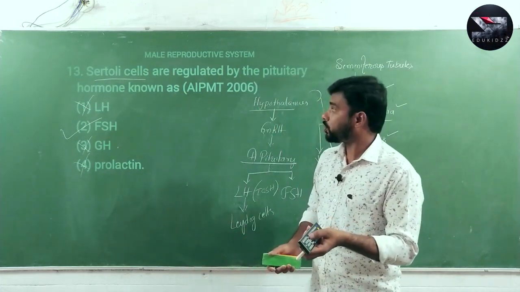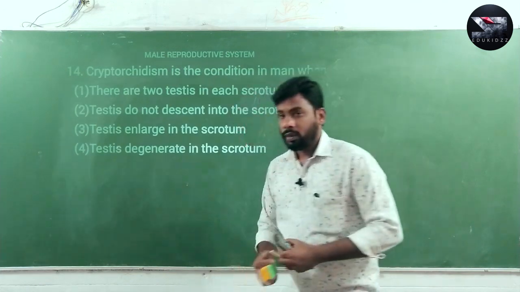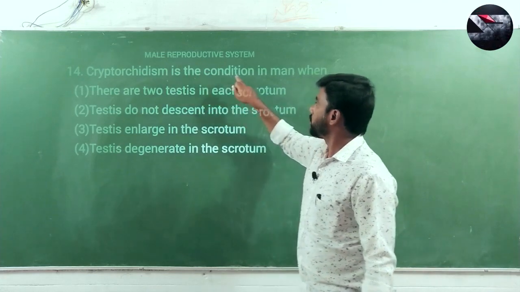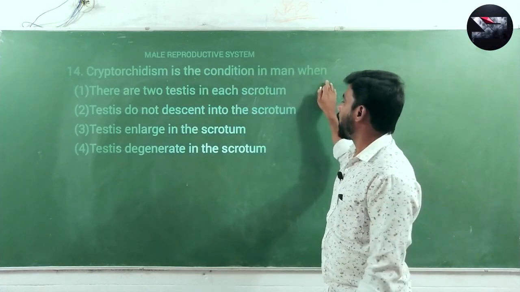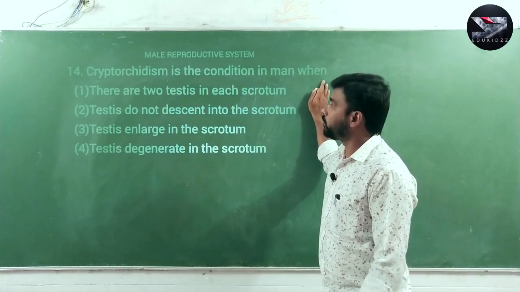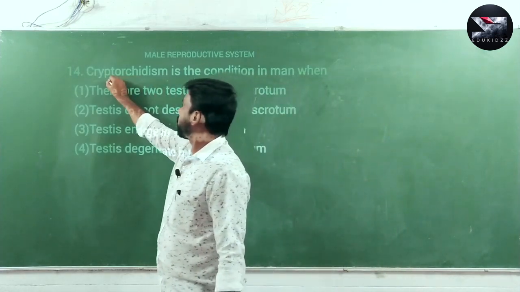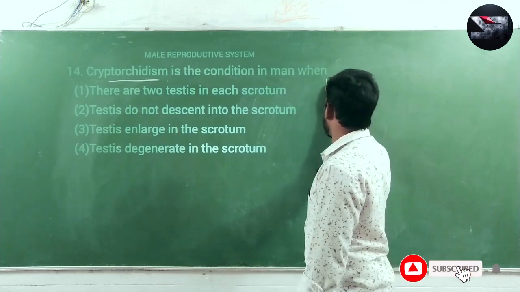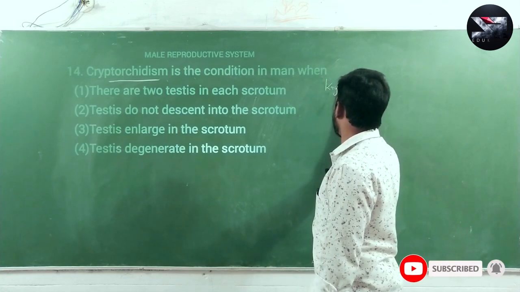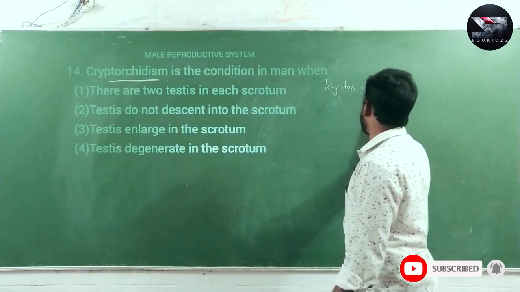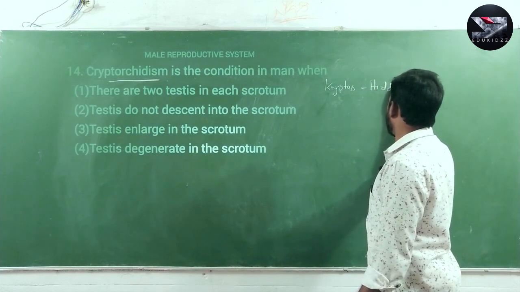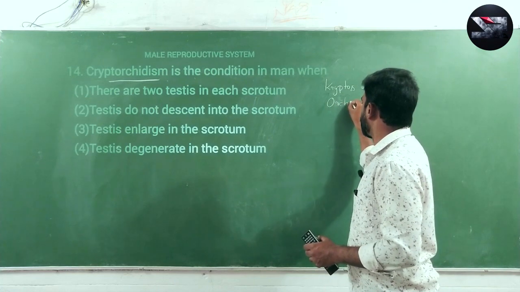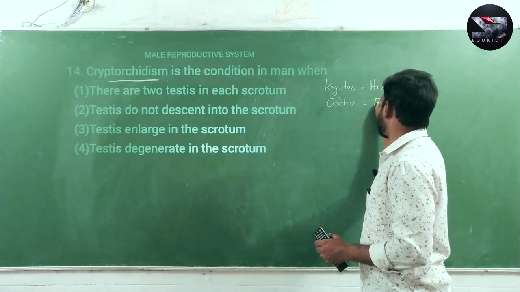Now let us take the next question. Okay, here the question is, cryptorchidism is the condition in man when? You have to remember the term cryptorchidism, it is derived from two Greek words. One is cryptos. Cryptos means hidden. And orchis. Orchis means testicles.